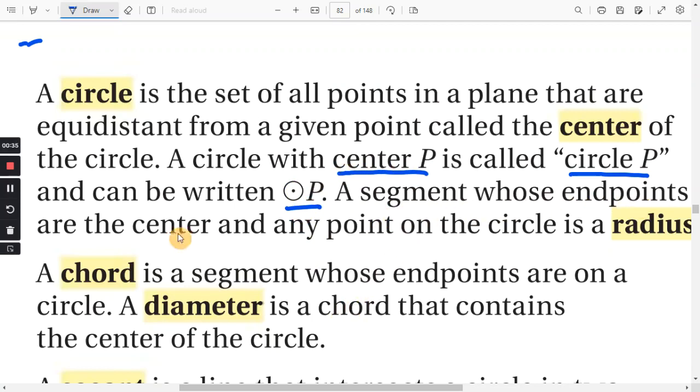A segment whose endpoints are the center and any point on the circle is a radius. A chord is a segment whose endpoints are on a circle. A diameter is a chord that contains the center of the circle. Let's look at the diagram.